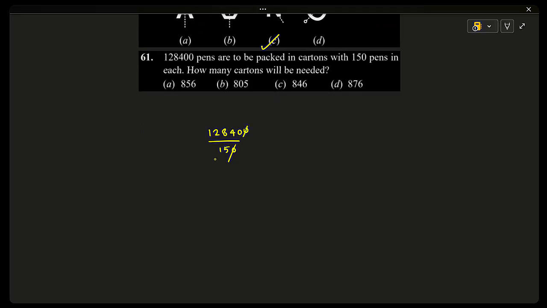0, 0 cancels. 15 8s are 120. 8 is remaining, 84. 15 5s are 75. 9 is remaining, 90. 15 6s are 90. So it is 856 cartons that are required. Option A.